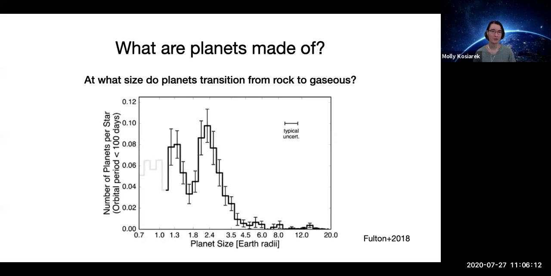The distribution of planets between Earth and Neptune has an interesting shape, which may shed light on where that transition occurs. I'm showing here a histogram of the number of planets as a function of radius from Fulton et al. 2018. This bimodal distribution has a gap at around 1.7 Earth radii, which suggests that there may be a compositional change occurring there. So for my thesis, I've been analyzing systems with planets in and around that gap to derive their planet masses and therefore understand their bulk compositions to investigate this transition.